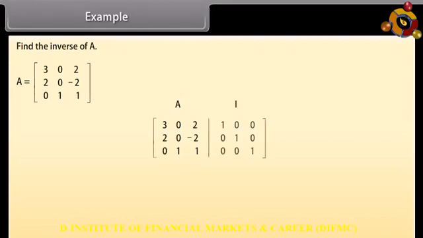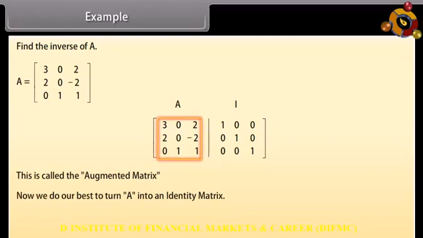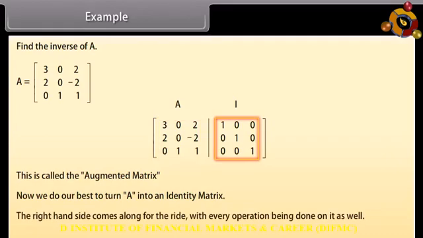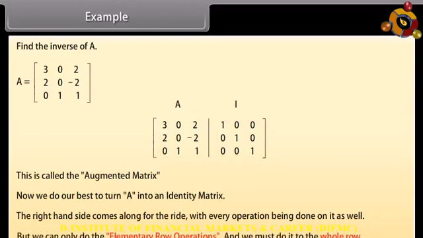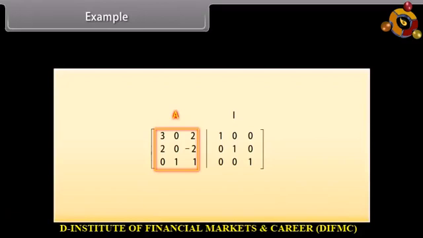Example. Find the inverse of A. We start with the matrix A and write it down with an identity matrix I next to it. This is called the augmented matrix. Now we do our best to turn A, the matrix on the left, into an identity matrix, and the right-hand side comes along with every operation being done on it as well. But we can only do the elementary row operations, and we must do it to the whole row. Start with A next to I.